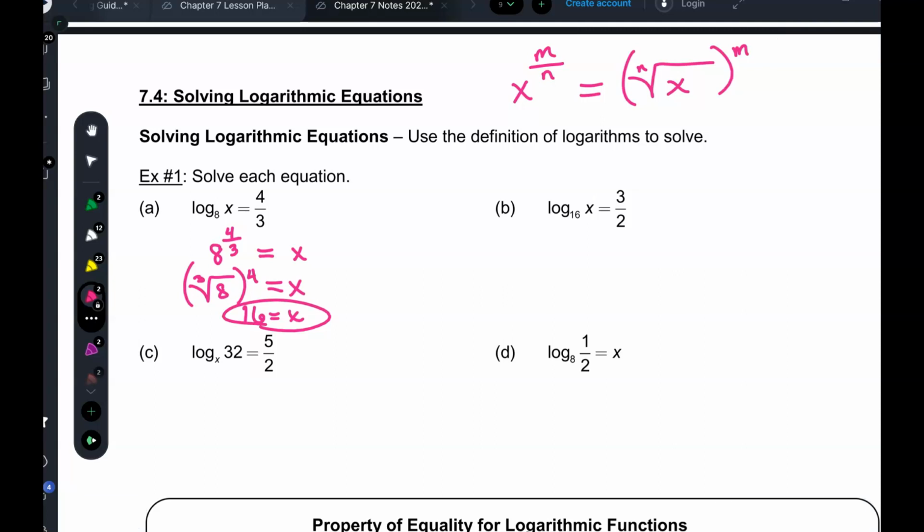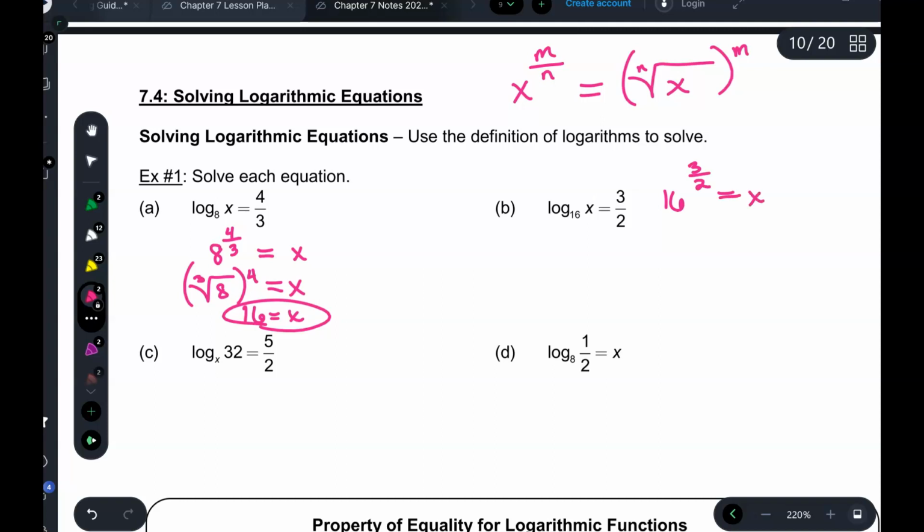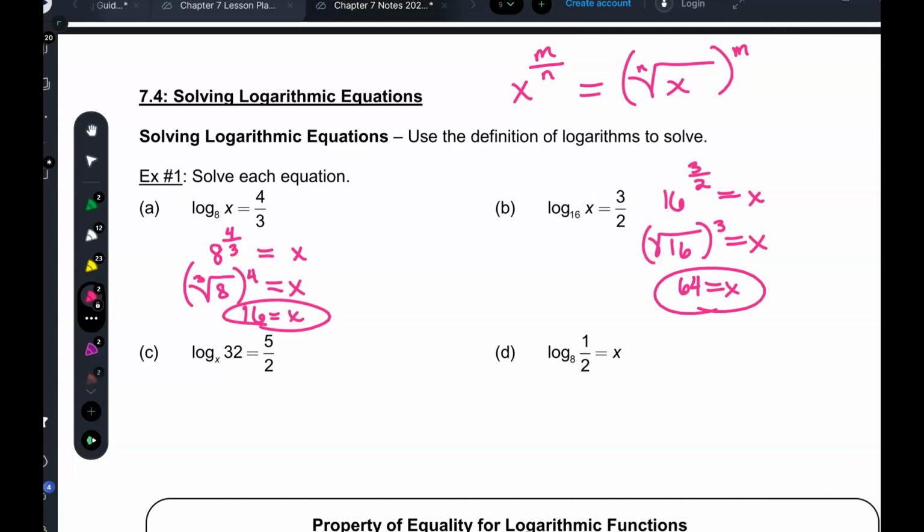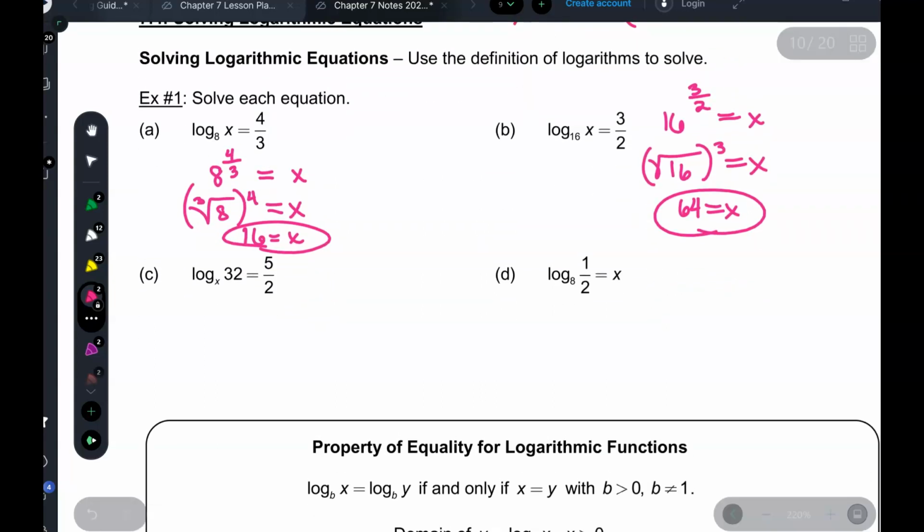All right, next one. We have 16 to the 3 over 2 equals x. The bottom number is the root, the top number is the power. So we have the square root of 16, which is 4, and then we want to cube it. 4 to the 3rd power is 64.